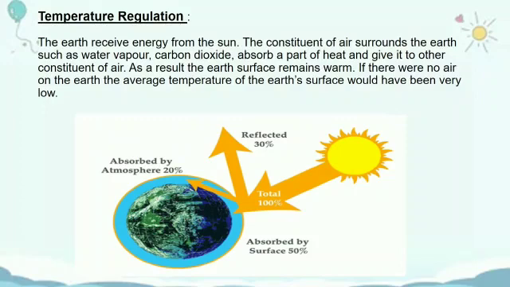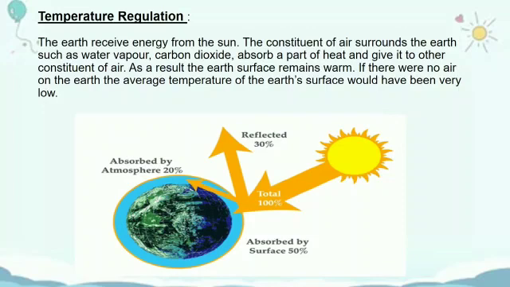Temperature regulation. Carbon dioxide controls Earth's temperature. Water vapor and clouds are the major contributors to Earth's greenhouse effect. As we all know, Earth receives energy from the sun. This energy is reflected by the Earth in the form of heat.